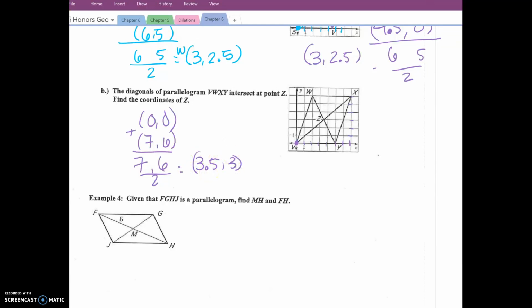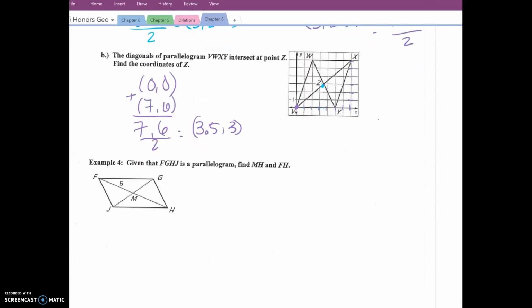And we can see in our diagram that the midpoint actually is at 3.5, 1, 2, 3. The last one, knowing that the diagonals bisect each other, find MH and FH. Well, FM is 5, which means that MH is 5. That also means that FH is 10.